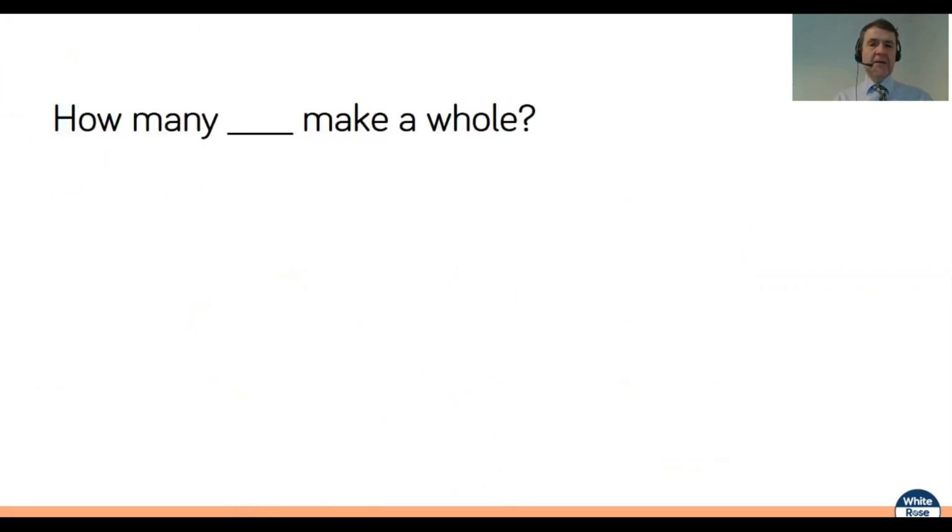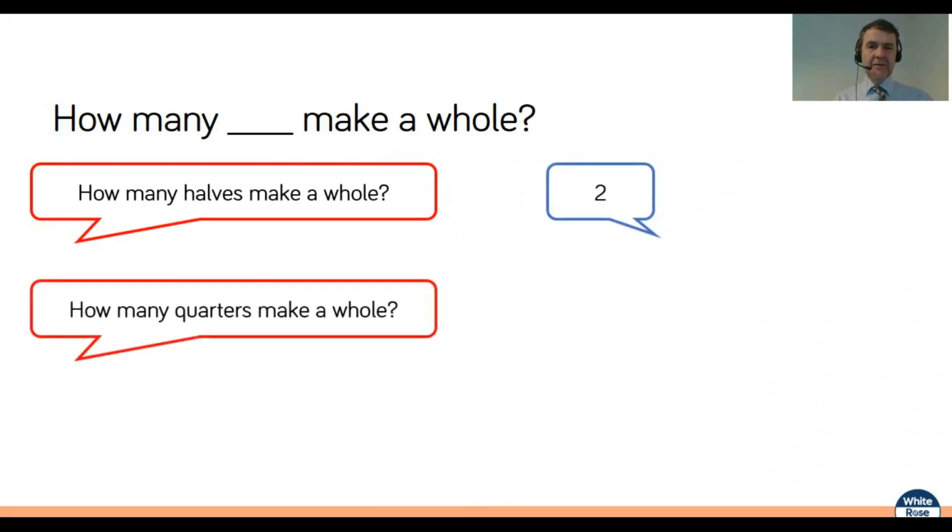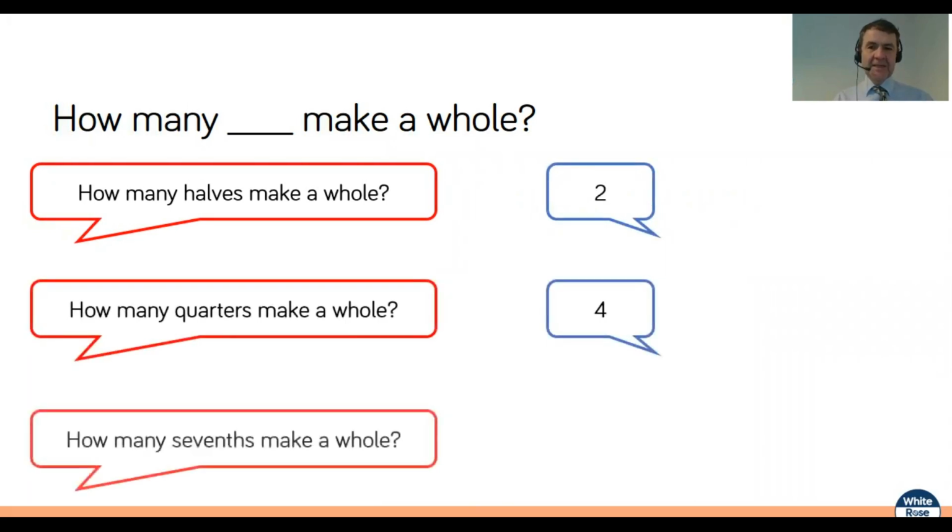So going back to that key question, how many somethings make a whole? Many times I've said to students, how many halves make a whole? And they tell me confidently, it's 2. How many quarters make a whole? It's 4. How many sevenths make a whole? And I get much less of a positive reaction.